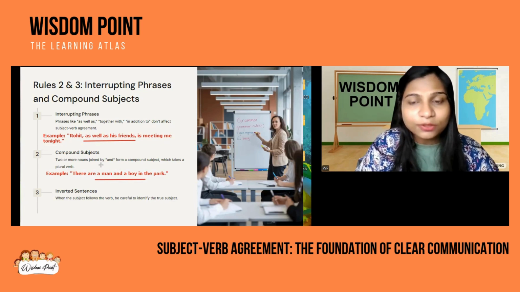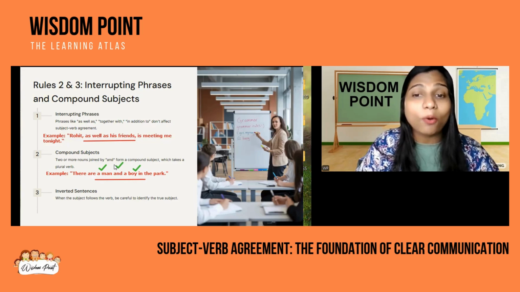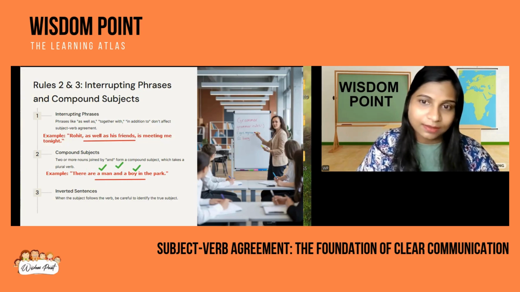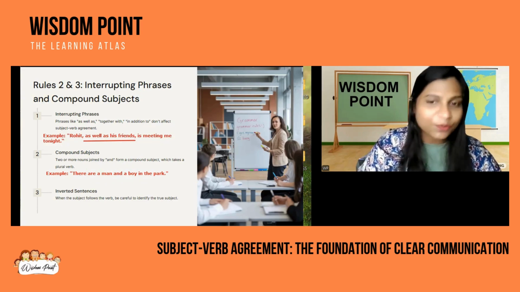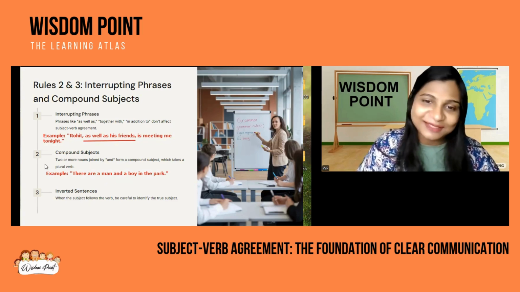Is it singular or plural? So I have a noun here, I have a noun here, joined together with and. So this is my compound subject, and compound subjects are always plural. That is the reason I am using are here and not is. Are you getting the trick? Now let's move on to the next one.